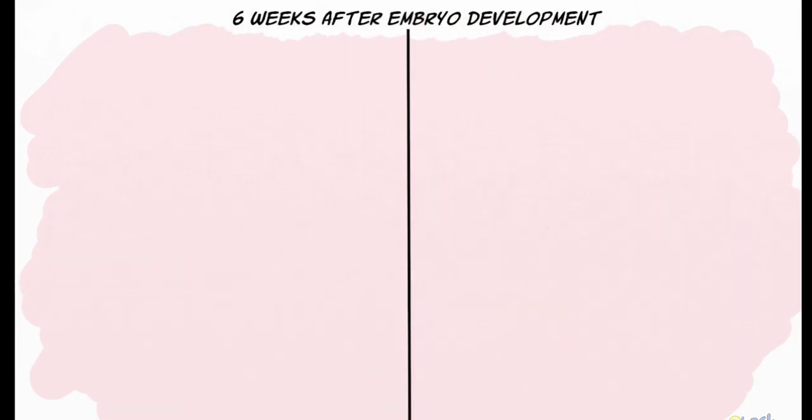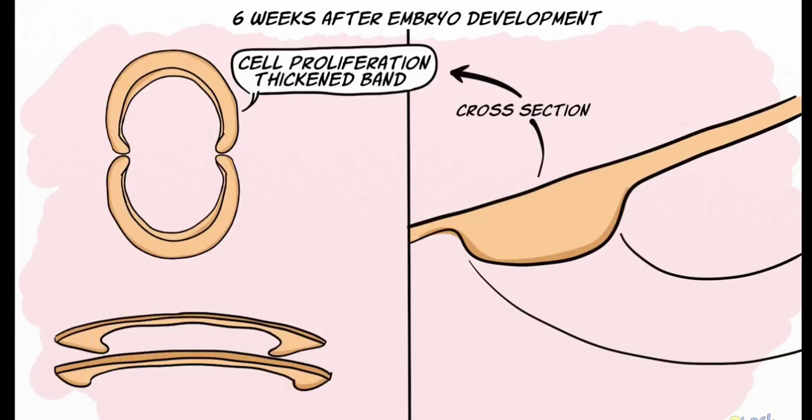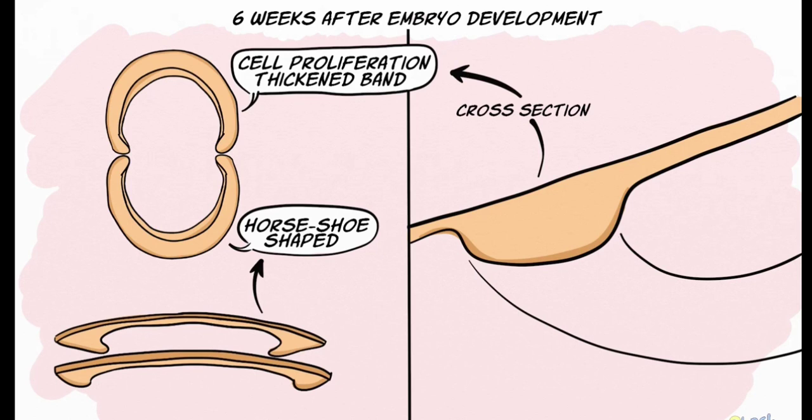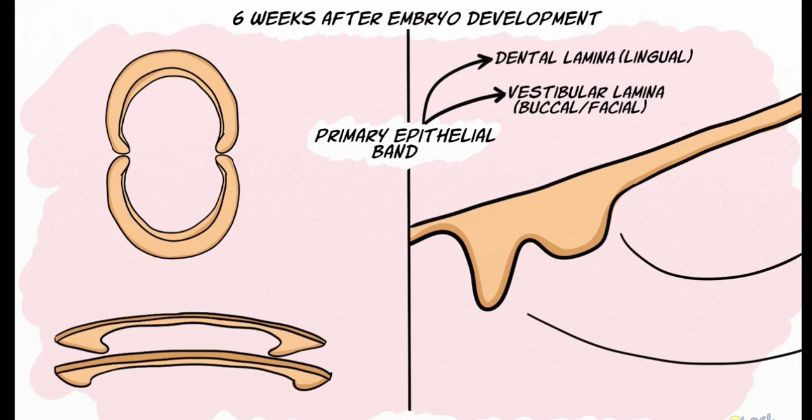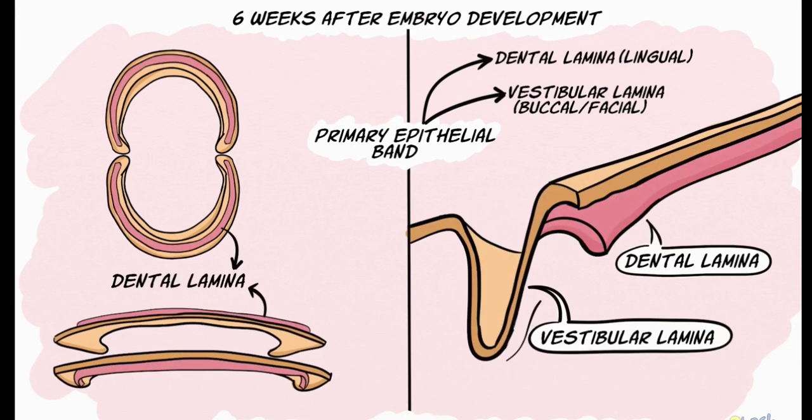So after about 6 weeks of development of the embryo, a proliferation of cells in the form of a thickened band appears in the presumptive or developing upper and lower jaws. The bands are horseshoe shaped and correspond to the position of the future upper and lower jaws. This thick band of proliferation is called the primary epithelial band. This epithelial band bifurcates into a lingual process called the dental lamina and a buccal or facial process called the vestibular lamina.